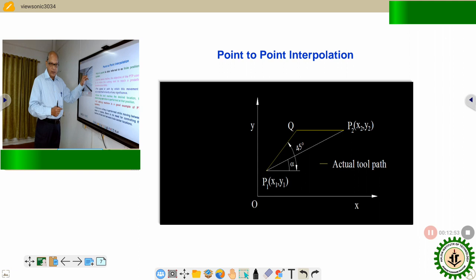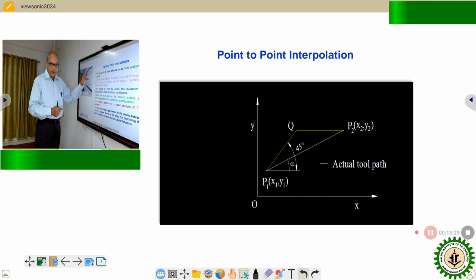Now it is expected that the tool is supposed to move from P1 to P2 following this path having an inclination alpha with the x axis, but it won't move like that. So now delta x, that is x2 minus x1, and delta y, that is y2 minus y1, are not identical, they are different. So actually the tool will move following the path P1 Q. Q is the one intermediate point, followed by Q P2 to complete its journey or movement.